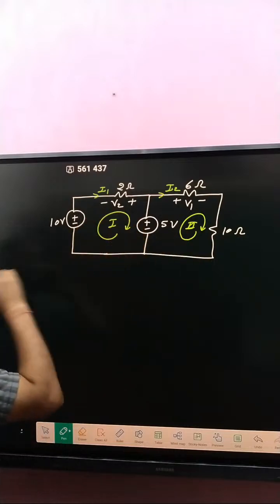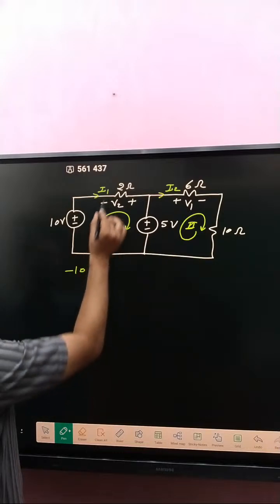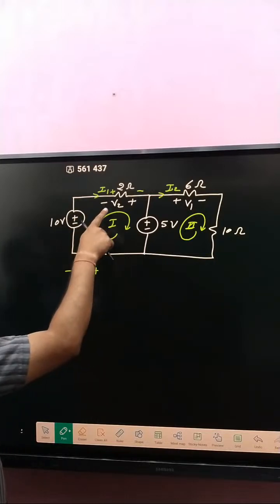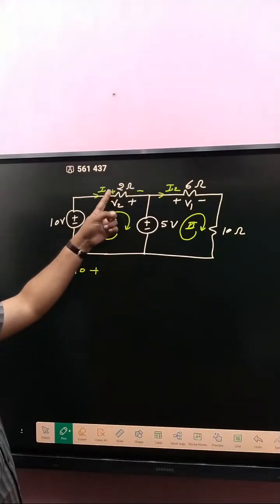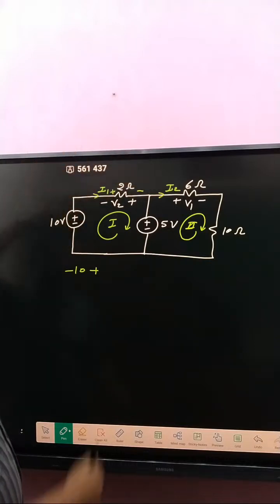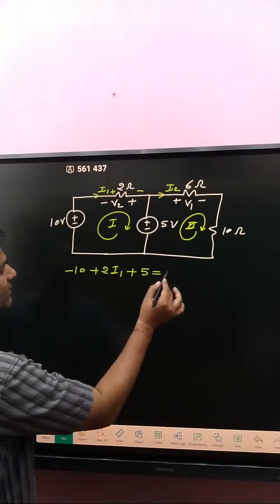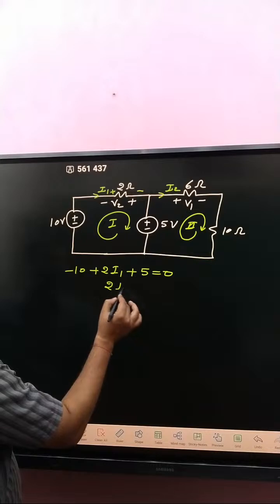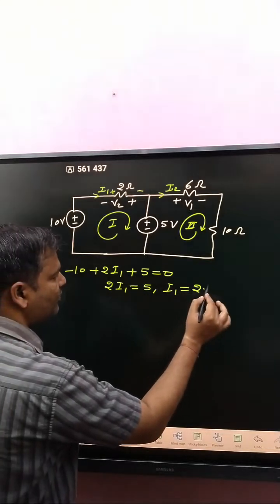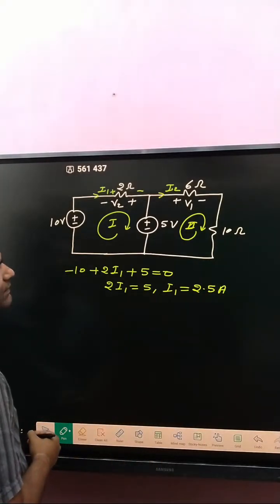If we apply KVL in this loop, minus 10 plus current entering from positive to negative, not seeing that polarity. If you see that one, current entering from positive to negative, so plus 2I1 plus 5, this will be equal to 0. So 2I1 will be equal to how much? 5. So what about I1? I1 will be equal to 2.5 ampere. Clear?